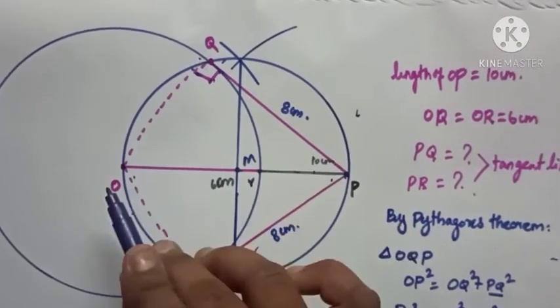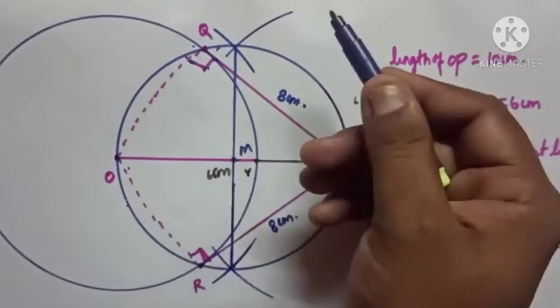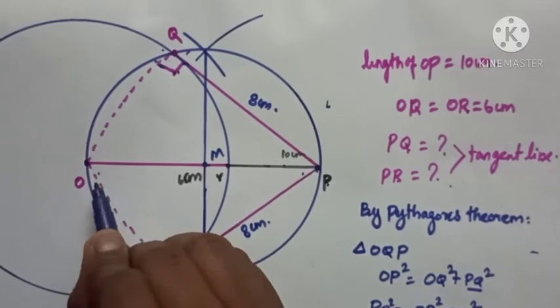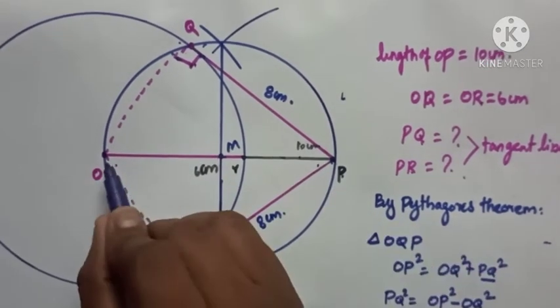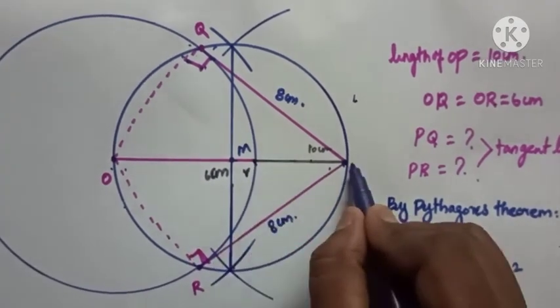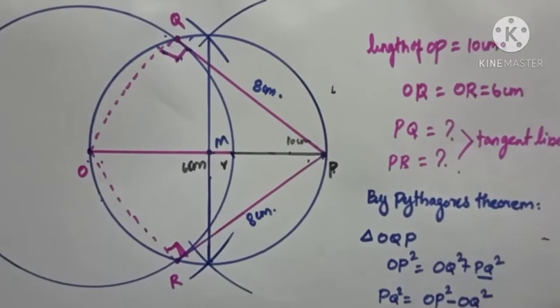First I take a 6 centimeter radius and draw this big circle. Okay, next I have to place a point P away from the center at 10 centimeter. So OR takes 6 centimeter and then RP takes 4 centimeter. OP is totally 10 centimeter. Next, what do I have to do?